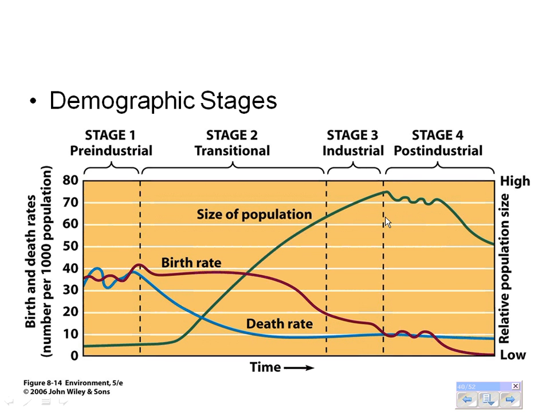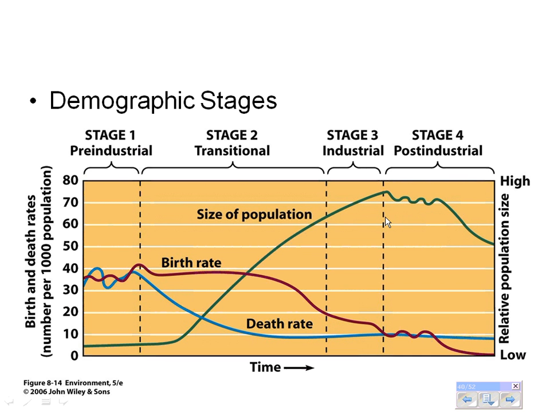Sub-Saharan Africa would have some countries that are examples of this stage, excluding South Africa. So you can think of Nigeria, Niger, Ethiopia. These countries are currently in the second stage of the demographic transition model.